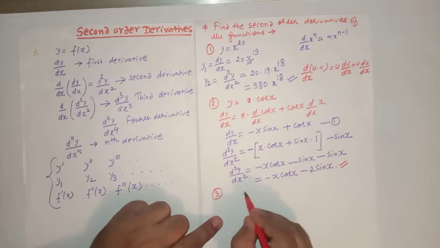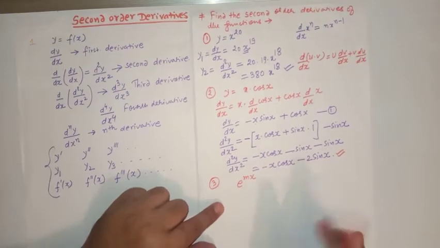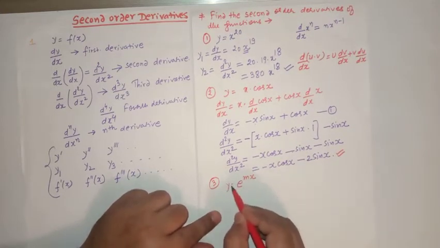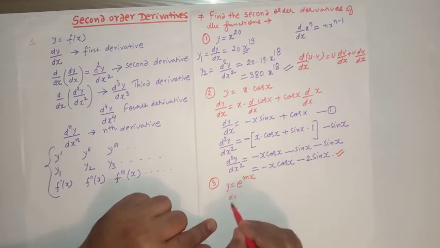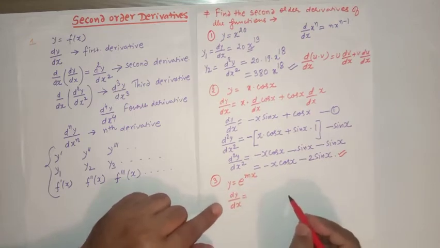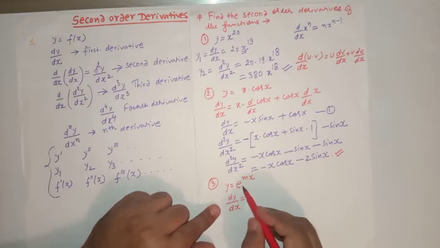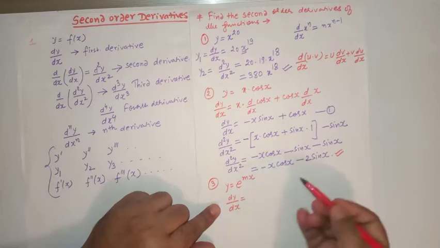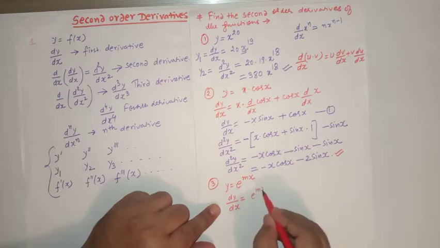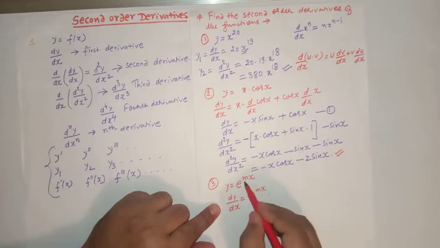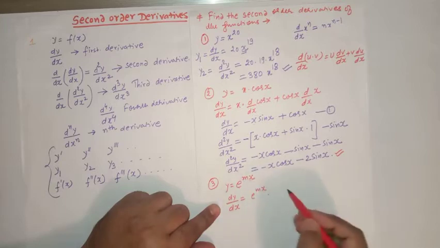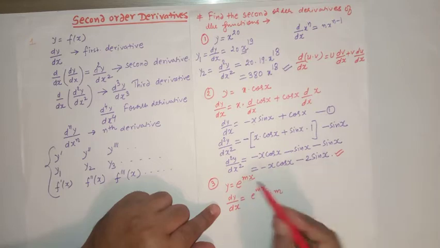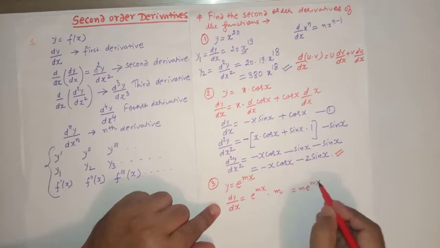Suppose we have a function, say e raised to mx. Now we have to find its second derivative. So let us take it as y. So dy over dx is the derivative of, we know that the derivative of exponential function is the function itself. So we have e raised to mx, then we have to differentiate mx by chain rule. So we have m, because the derivative of x is 1. So we have m e raised to mx.